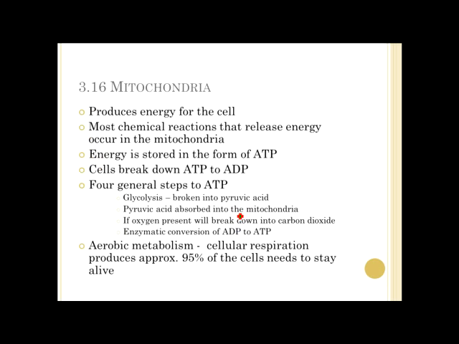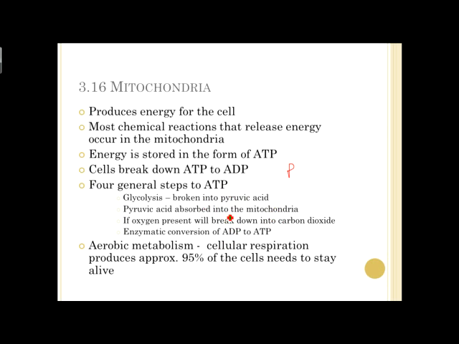Mitochondria produces energy for the cell, and this is kind of like the powerhouse of the cell. Most chemical reactions that release energy occur in the mitochondria. Energy is stored in the form of ATP, which stands for adenosine triphosphate. Cells break down ATP, adenosine triphosphate, to ADP, adenosine diphosphate. And again, we're going to see the ATP to ADP. We're just essentially using the phosphate as an energy supply.